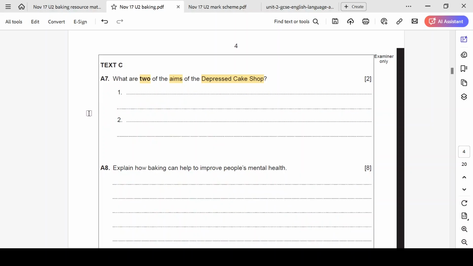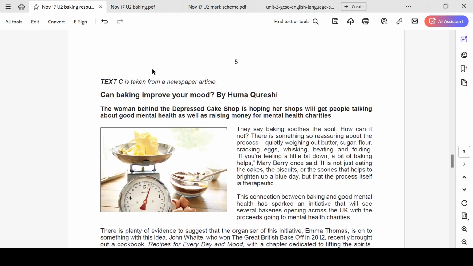So the thing to remember with this question was that the question contained the word aims, and I'd highlighted the word aims, but it wasn't actually a word I could find in the resource material. But I worked out that something that you're hoping your shops will do is another way of saying the same thing as aims, isn't it?